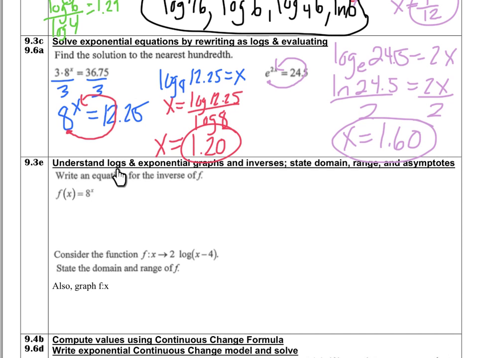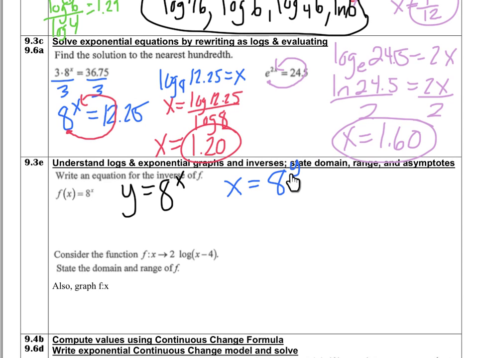9.3e, understand logs and exponential graphs and their inverses, and then state domains, ranges, and asymptotes. So here they want us to write the equation for the inverse of f. So f can be just written as y equals 8 to the x power. So again, to find the inverse, we've already talked about, just flip-flop x and y. So this would be x equals 8 to the y.